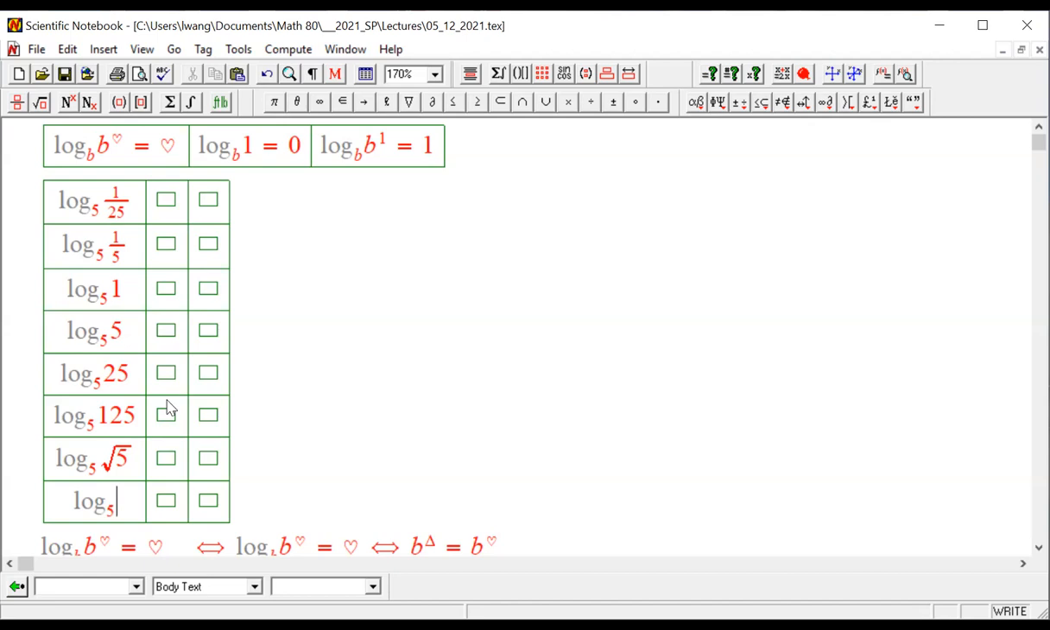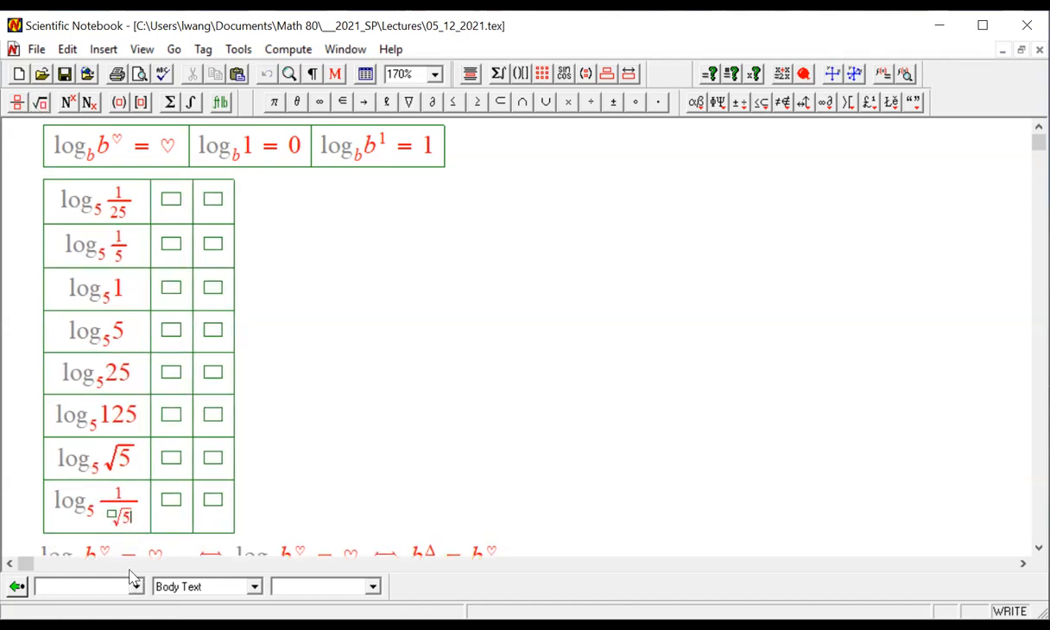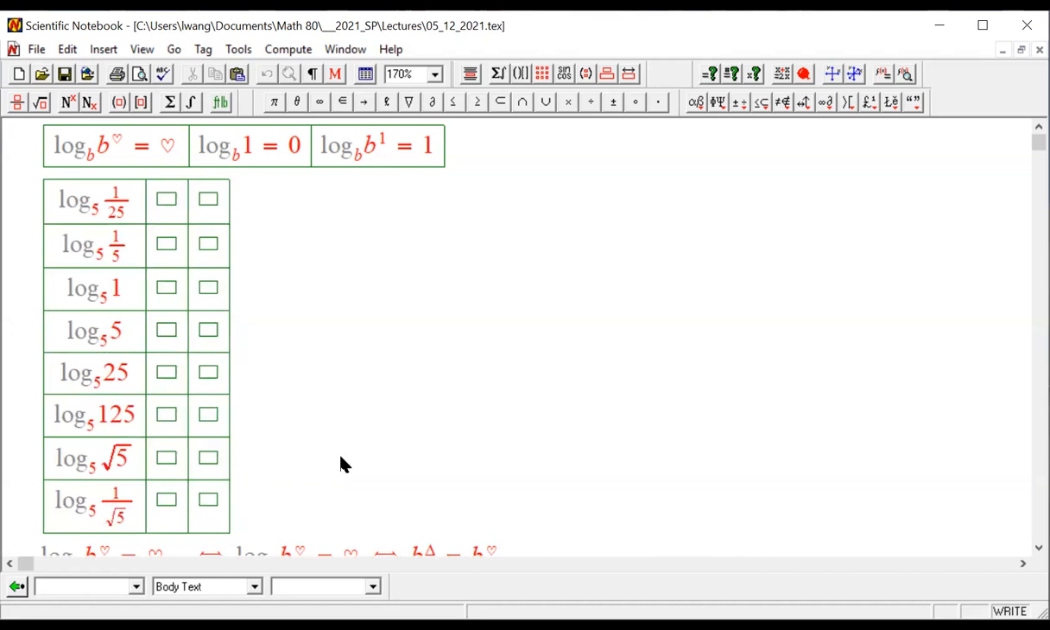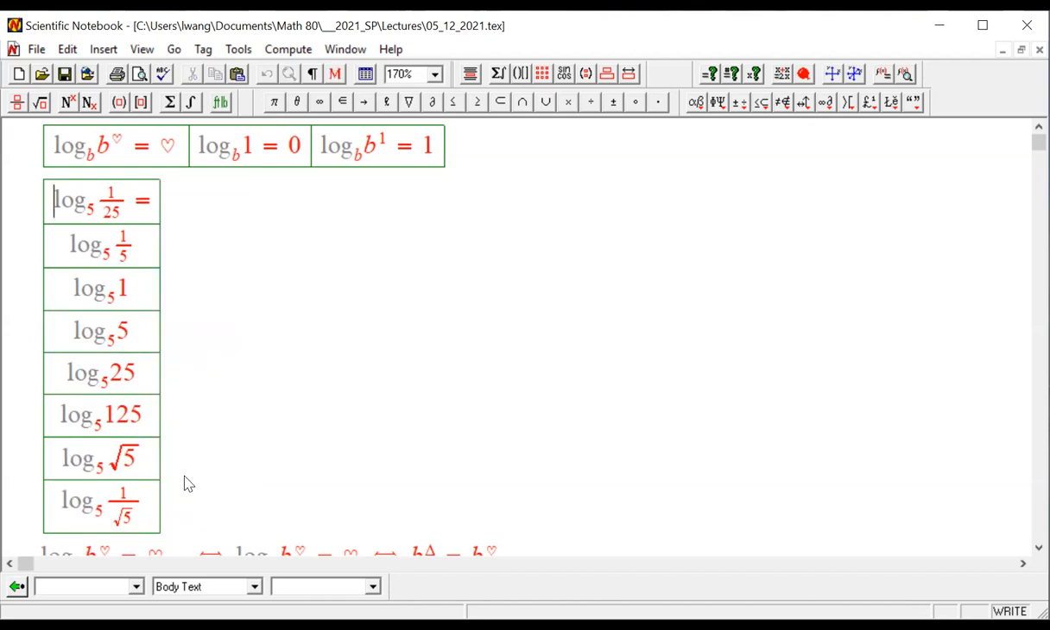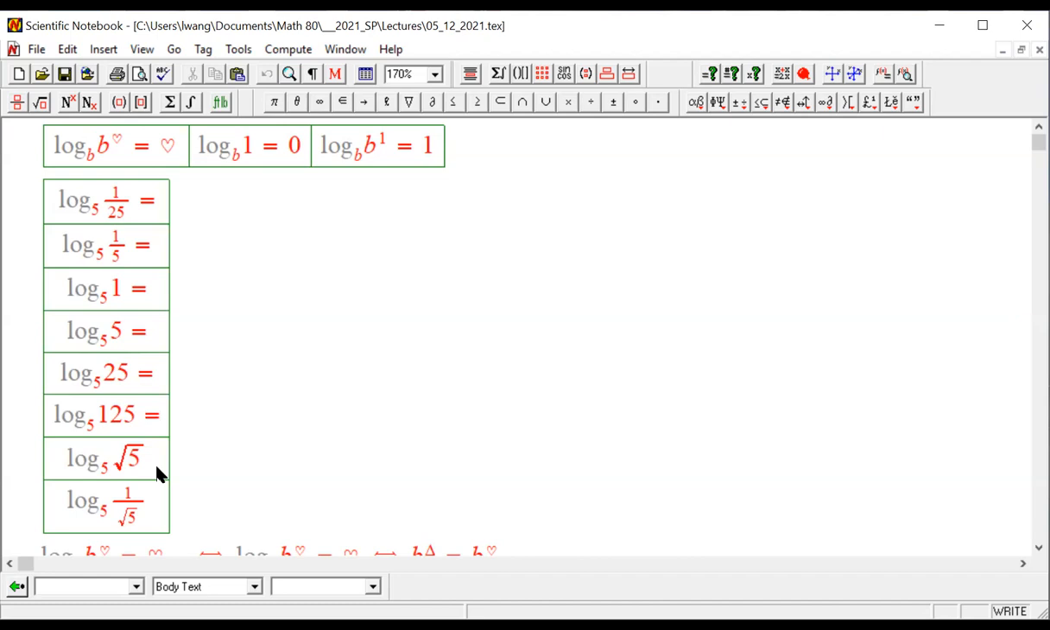And the last one, what should I give you? Log base 5 of 1 over root 5. How about that? Just a number there, and you're going to give the answers. Okay, so please give the answers. Any reason you want. I just want that single number. Give me the answer.